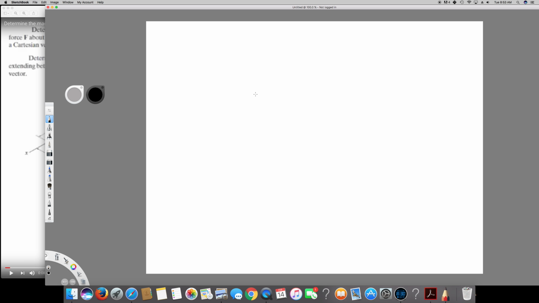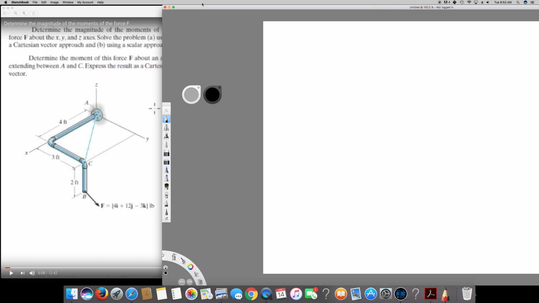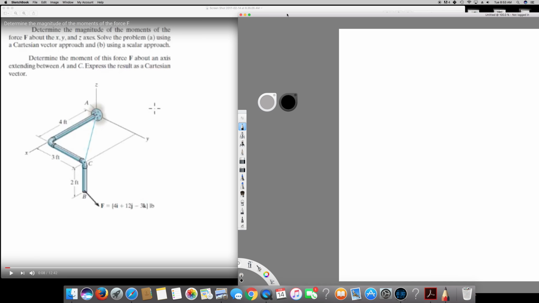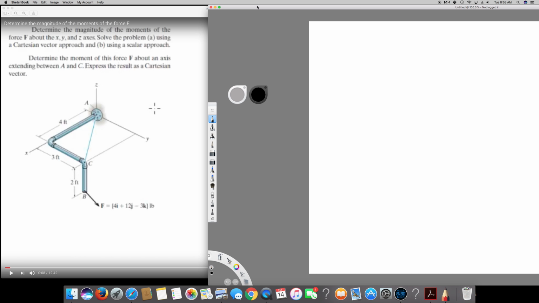So first of all, we have to put the formula for this one. So they are saying find the moment of the force F about an axis extending between A and C. So extending between the, okay, this is a line right here. So we have to find the moment about this line. So it's going to be MAC.